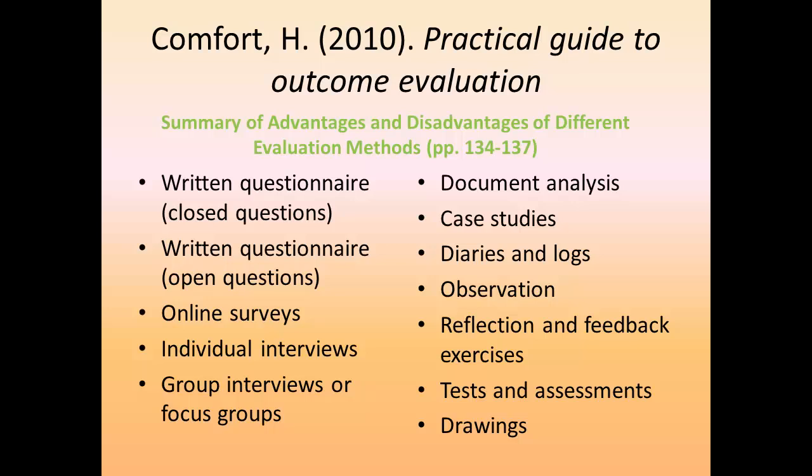The reason I selected Comfort's outcome evaluation is the rich table, which is table 7.1, that spreads from pages 134 through page 137. On this table, Comfort contrasts the advantages and disadvantages of different methods of evaluations. Even though this book focuses on evaluation research, Comfort's contrast shows the limitations of research and evaluations methods that may be used in NCRP research.